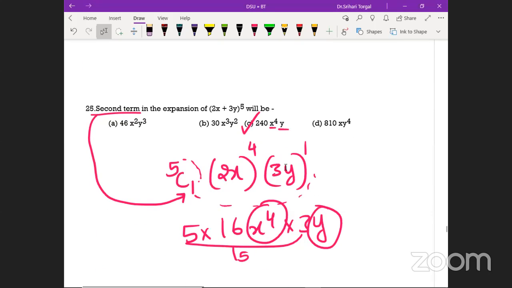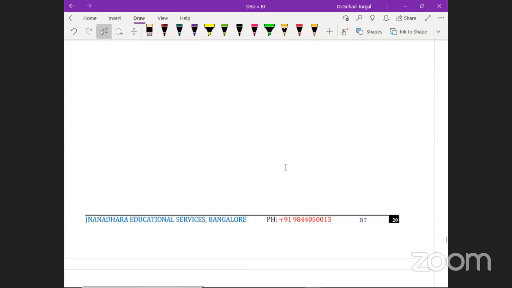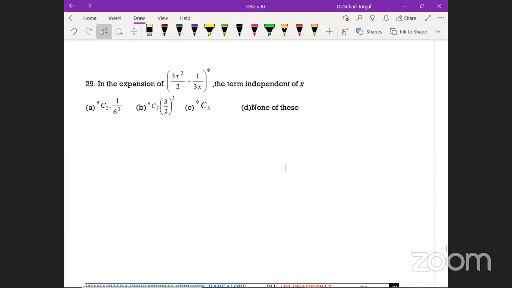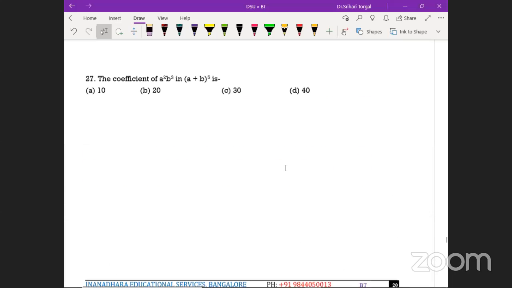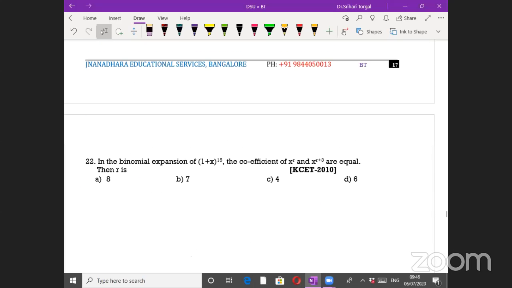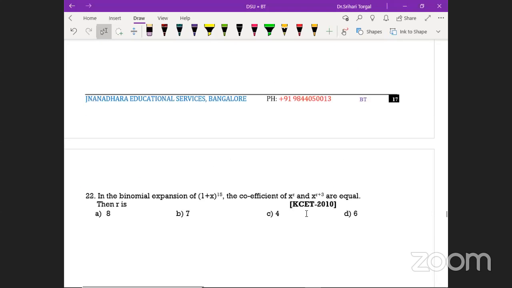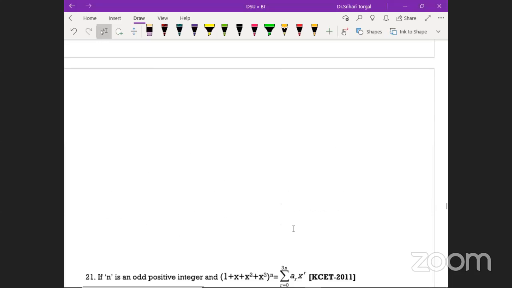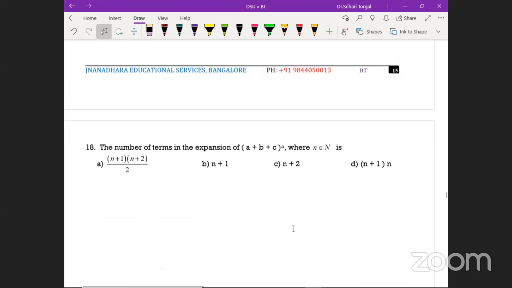Okay. Second term. Let me take one more problem in that type in the next session, and let me continue with the different category of problems in the exam.